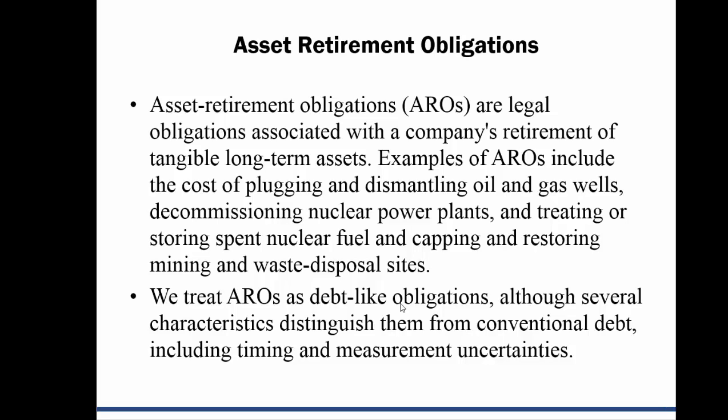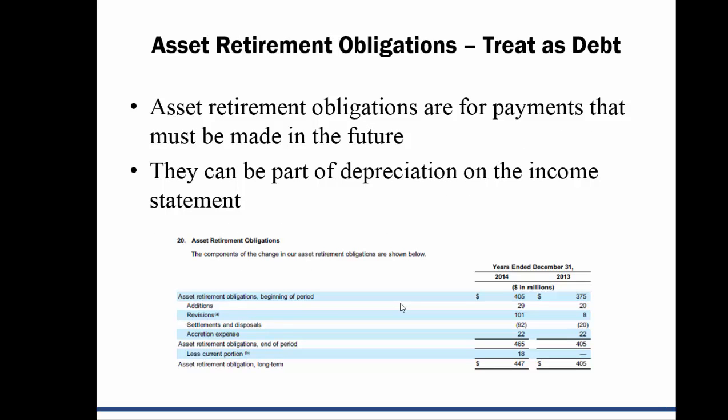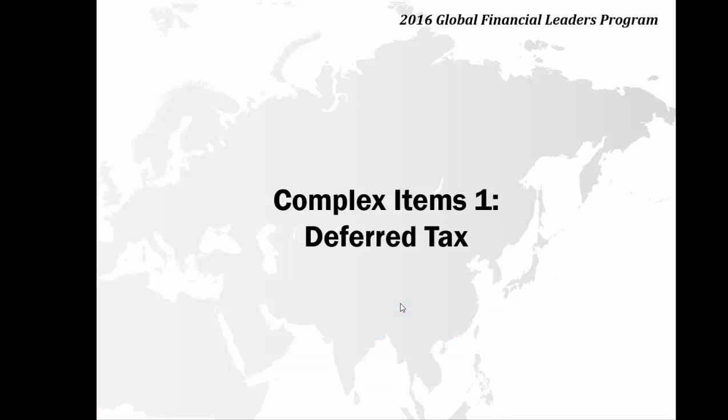Now, if you had EBITDA and every single year you were paying money to clean up those things, then EBITDA would be reduced for the asset retirements. If it's not, then we don't. So that's probably why we do it. They say treat it as debt, so we'll treat them as debt.